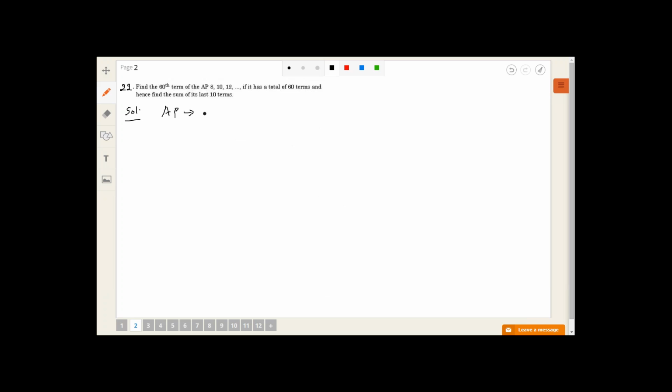So the AP is given as 8, 10, 12 and it goes like this. With this we are able to find the values here. A will be equal to 8, which is the first term, and D will be equal to the second term minus the first term, that is equal to the third term minus the second term, and it goes like this. So the common difference will be equal to 2. Now A of n is equal to A plus n minus 1 into D. That is the formula for the nth term in an AP.